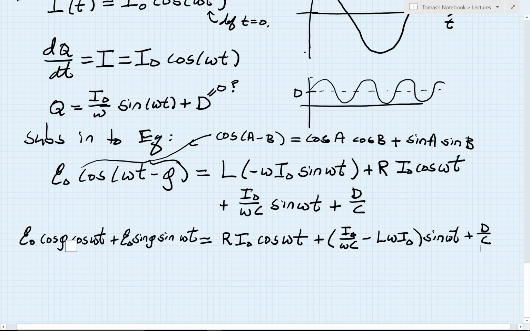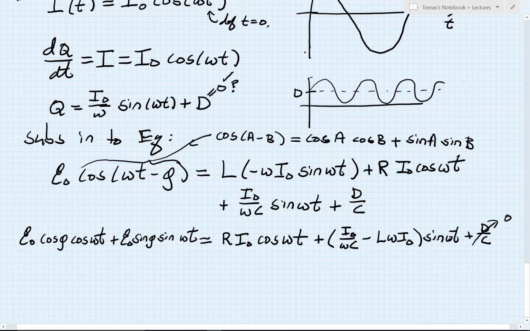Now, when we compare these two sides, we see, okay, if these are going to line up, if these are going to work, what has to happen is I need a cosine part and a sine part. Here we've got a cosine part. Here we have a sine part. And we have this extra part that we don't like, right? But it looks like our initial guess was indeed correct, that d should be 0.